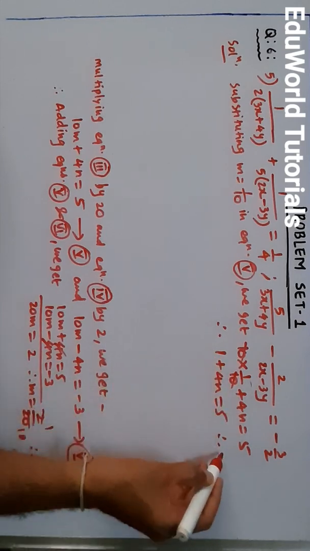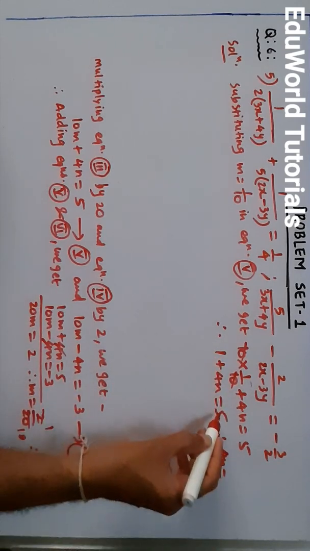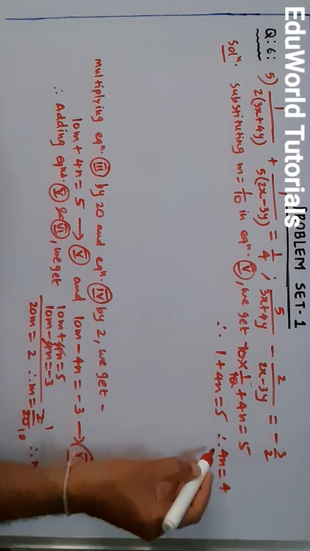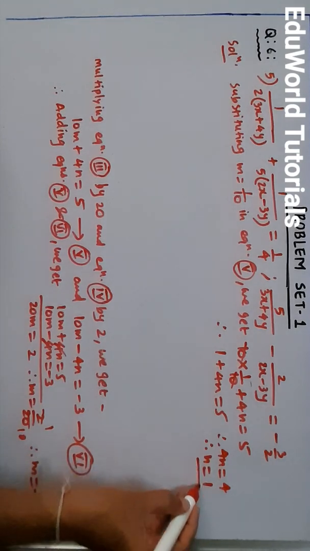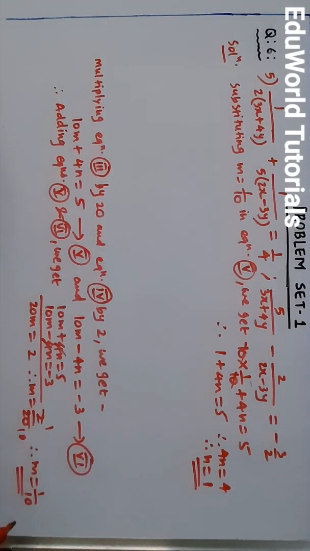Therefore 1 is transferred here. So we have 4n is equal to 5 minus 1, that is 4. And so if 4n is equal to 4, therefore n will be equal to 4 upon 4, that is equal to 1. So value of n is 1 and value of m is 1 upon 10.